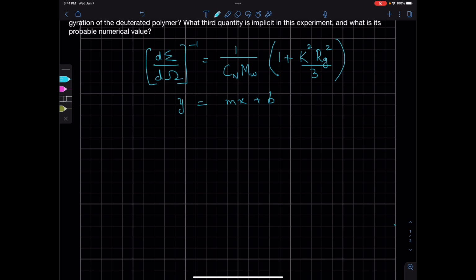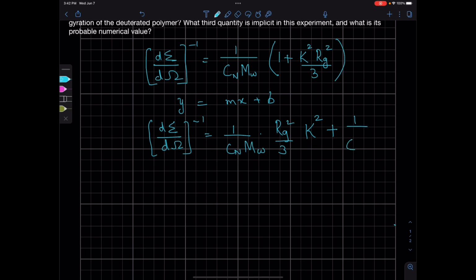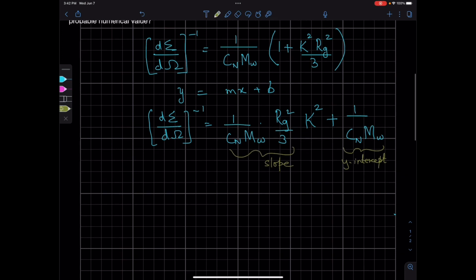So if we have a plot of dσ/dΩ to the negative 1 versus k squared, then 1 over Cn Mw times Rg squared over 3 would be the slope, and 1 over Cn Mw would be the y-intercept. Let's plot the graph.